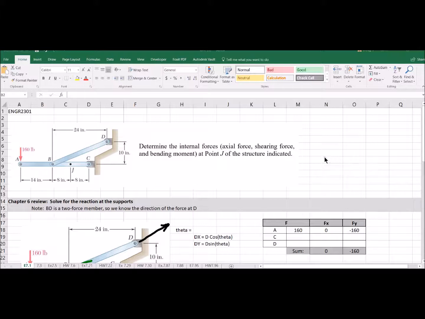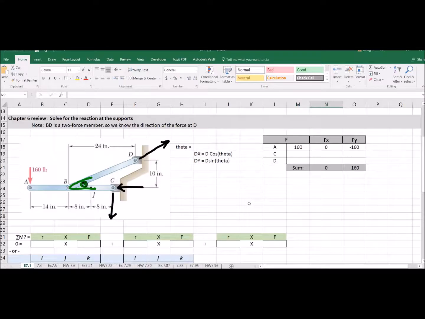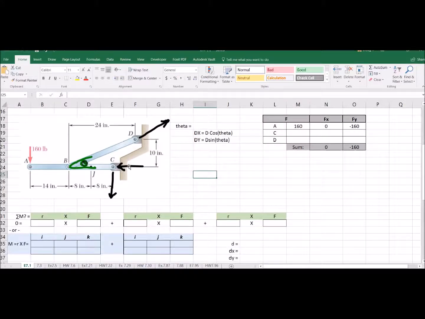the structure indicated. Okay, so before we go to the internal forces, the first thing we need to do is to come down here, solve for the reaction at the supports, and then once we have that, we can also solve for the reaction here, and then we can go over to J.